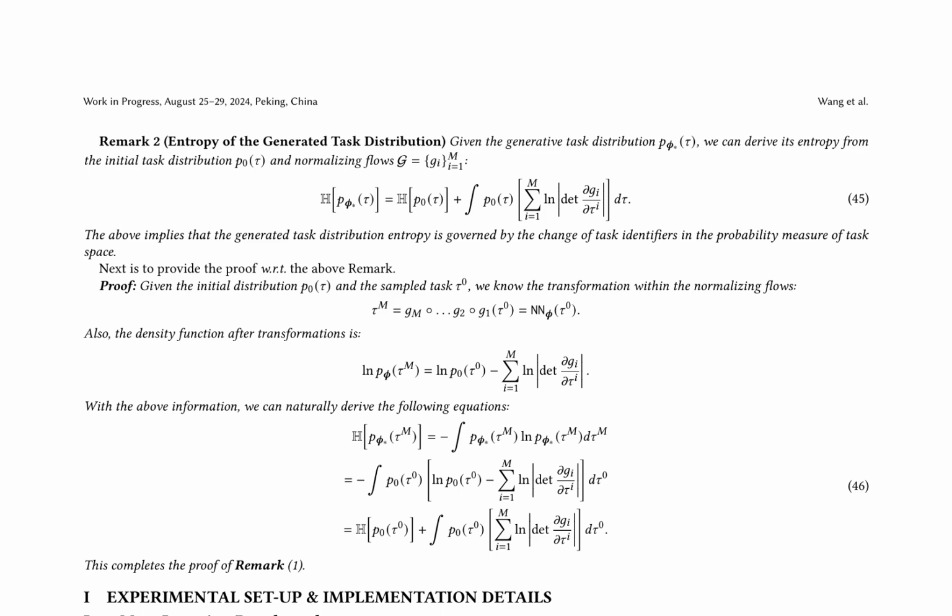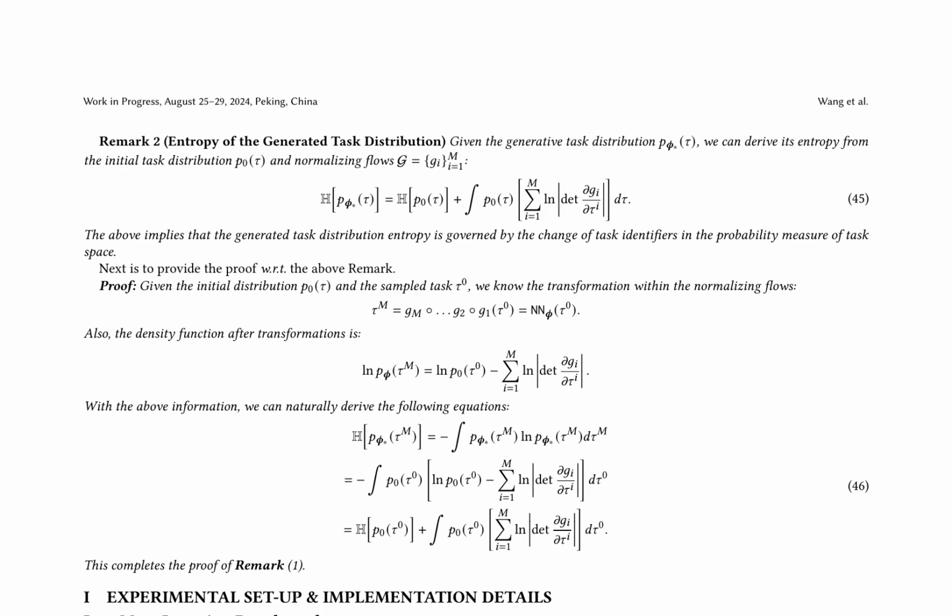The entropy of the generated task distribution is governed by the change of task identifiers in the probability measure of task space, as shown in equation 45. This is proven by transforming the initial task distribution through normalizing flows, resulting in a derived density function after transformations. The entropy of the generated task distribution is then calculated, yielding equation 46.